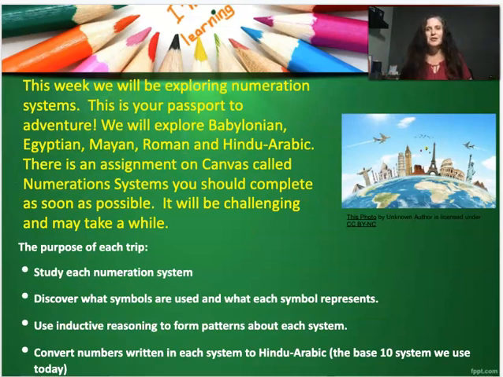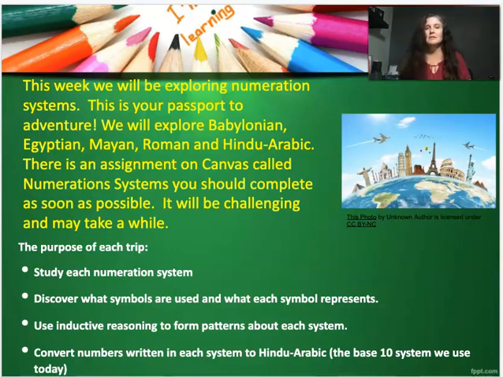So this week, you're getting ready to go on an adventure. It's your passport to adventure. We're going to explore numeration systems: Babylonian, Egyptian, Mayan, Roman, and Hindu Arabic. There's an assignment on Canvas called Numeration Systems that you should complete as soon as possible. It's kind of long and it may be a little challenging. So let me tell you a little background.